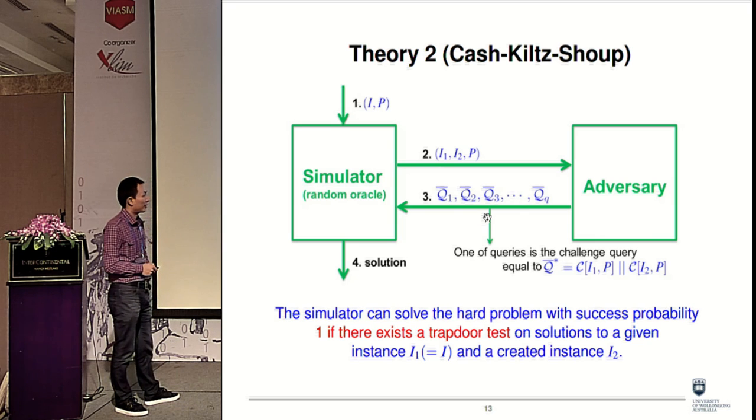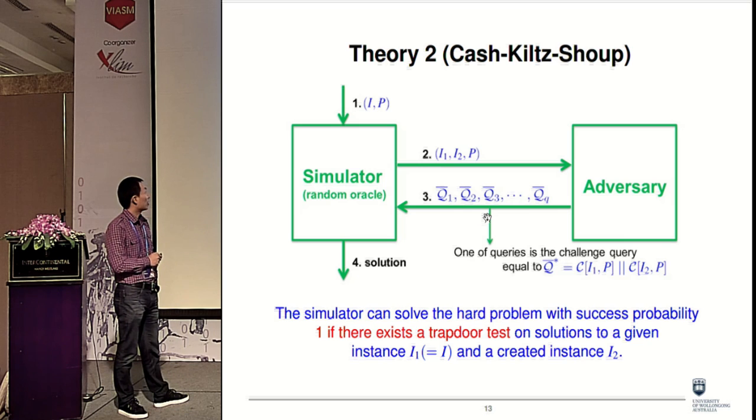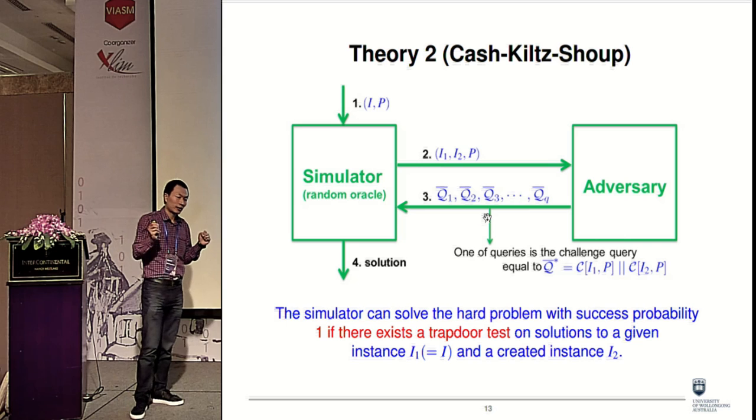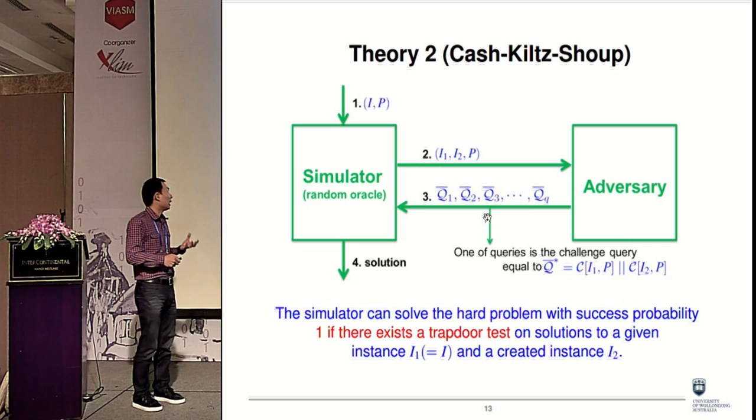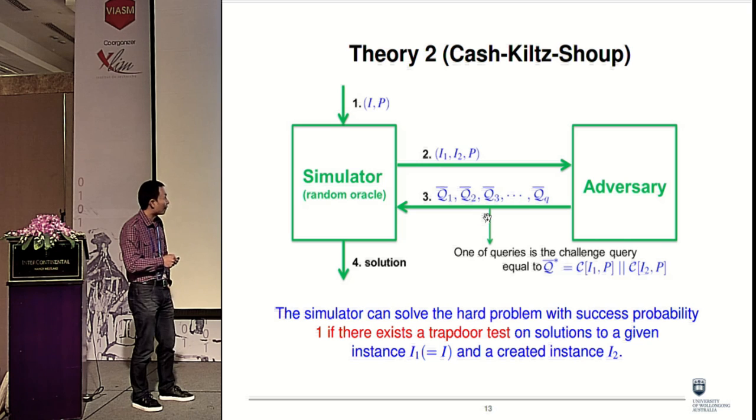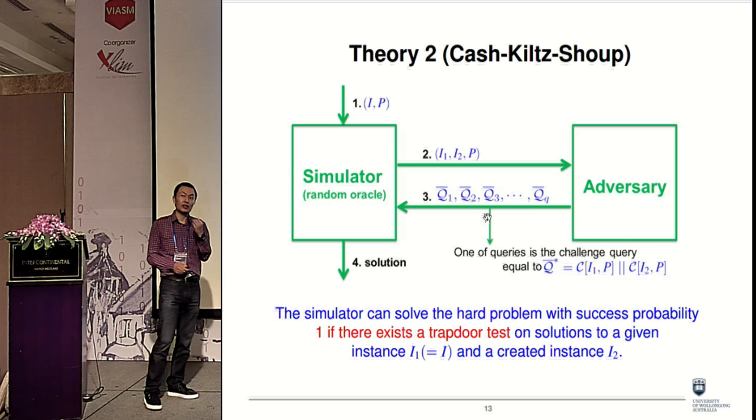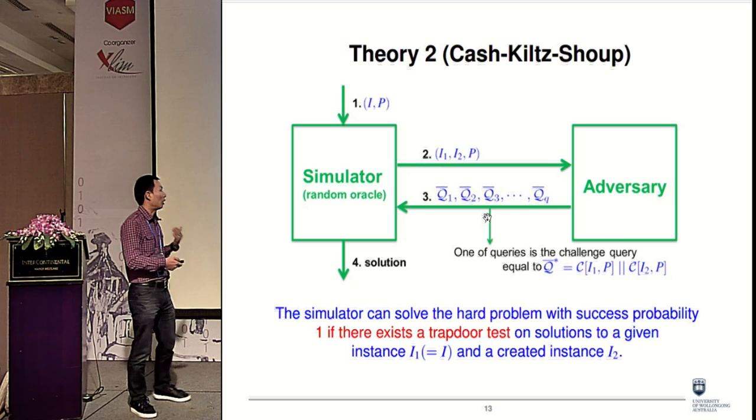If there is a trapdoor test on the solution to a given instance I1 and a created instance I2, then in this approach the simulator just sets I1 equal to I, and I2 is the created instance for the trapdoor test. In this approach, there's no finding loss because the simulator can run the trapdoor test on the query set, and only the challenge query can pass the trapdoor test. Therefore, there's no finding loss in this kind of reduction.